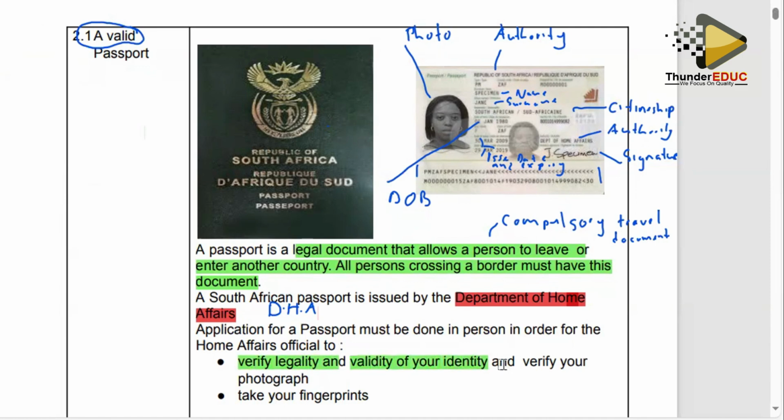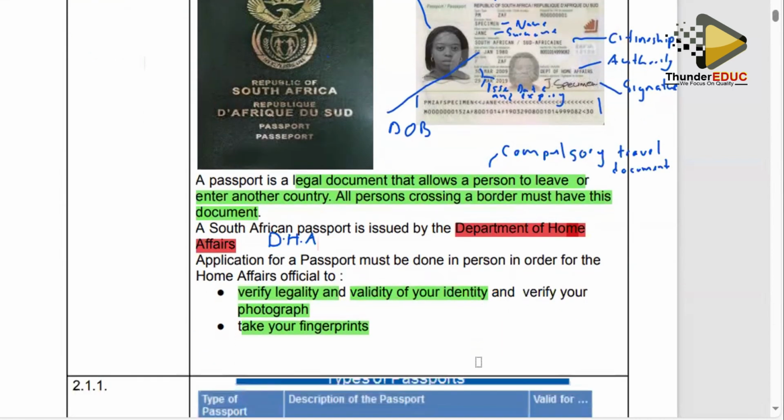These are things which they need to verify using your biometrics, that is your fingerprints, and also they need a photograph of yourself. So when you apply for a passport, the Home Affairs official needs to verify the validity of your identity. Then they also verify the photograph. In addition to that, they will also take your fingerprints during the process of passport application. So that is a passport in a nutshell.